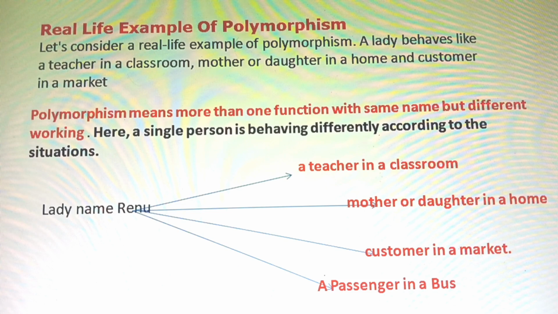Same way, polymorphism means more than one function with the same name but different working. The function has the same name but the working is different. That is polymorphism. With the same name function, we can work differently.